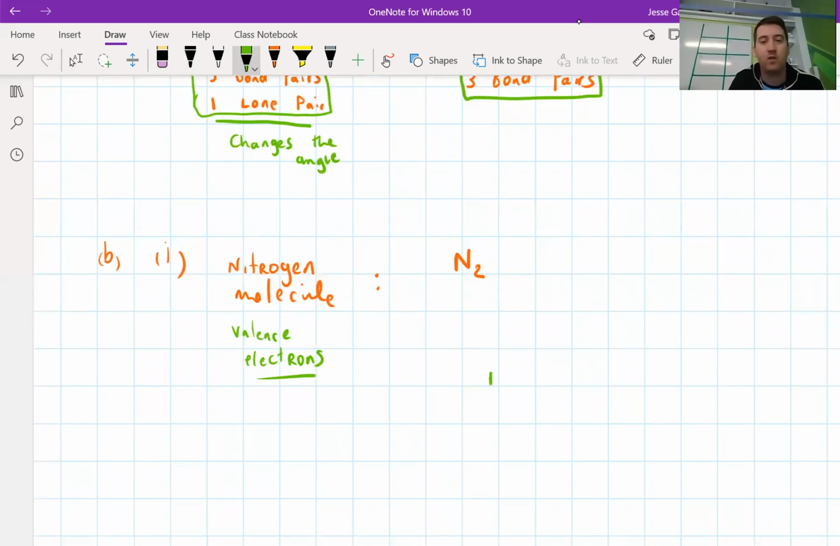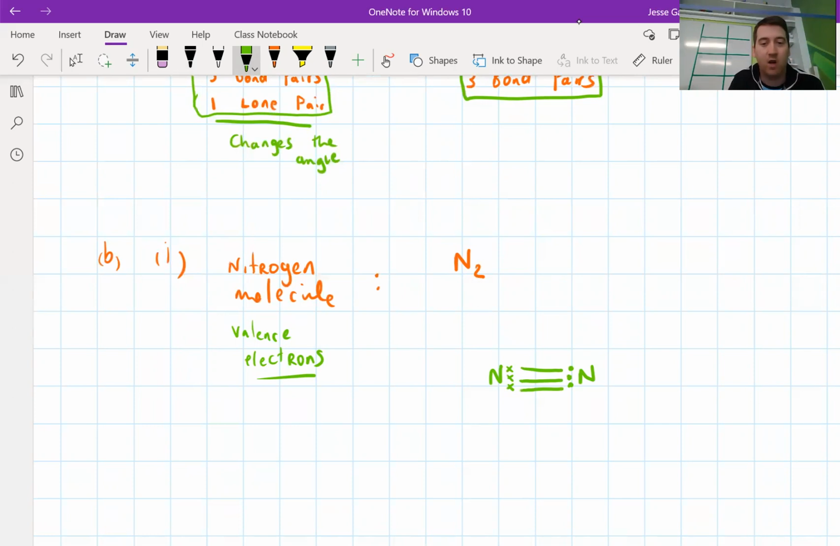So the way nitrogen goes together, it works like this. You've got 2 nitrogen atoms. Each of them has 5 valence electrons. What they will do is make 3 bond pairs of electrons like this. 1, 2, 3. And they will share those 3 bond pairs. That gives each nitrogen atom a share of 6 electrons altogether.